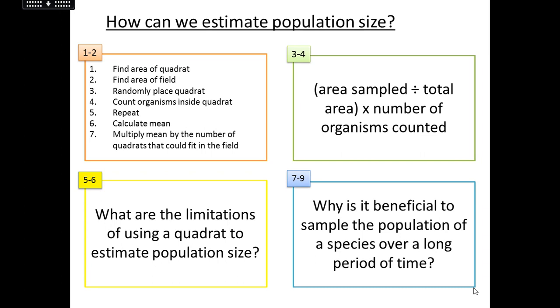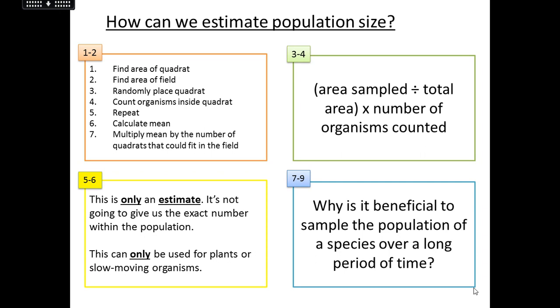Grades 5 to 6, what are the limitations? Well, it's only an estimate. It's never going to be exact. It's a sample. It's never perfect. But it's also not great because we can only use it for plants because they don't move, or slow moving organisms that hopefully don't disappear from the environment that we're counting.